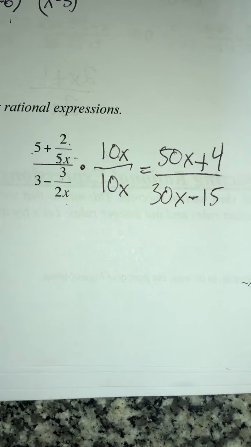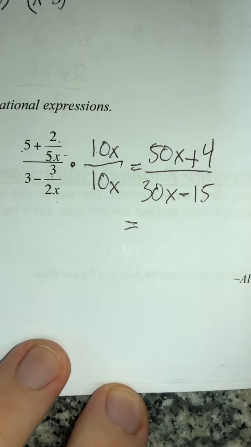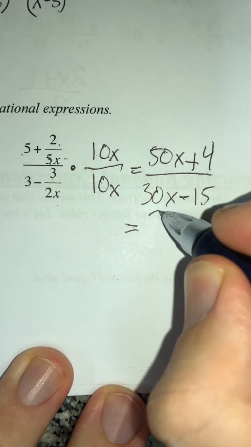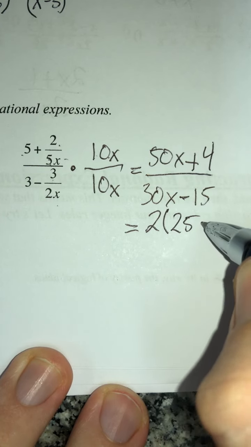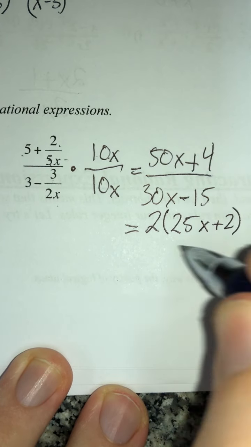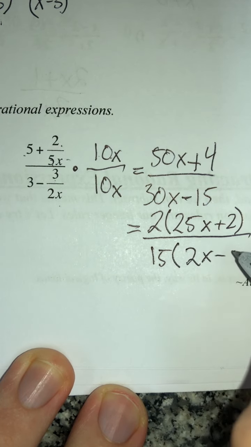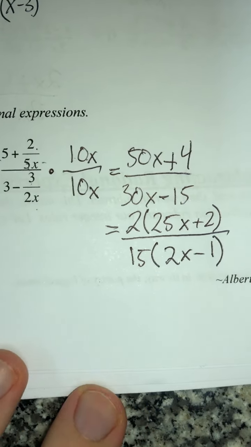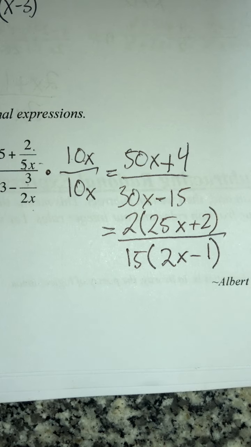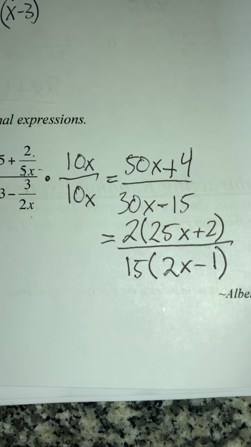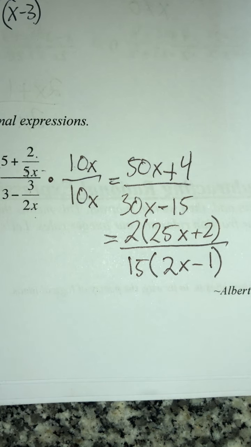And I can do some factoring with this. So I can take out 2 from the top. Get this. I can take out a 15 on the bottom. And this would be the final answer. So I cannot factor anything out. It would just simply be this. So that concludes chapter 2.